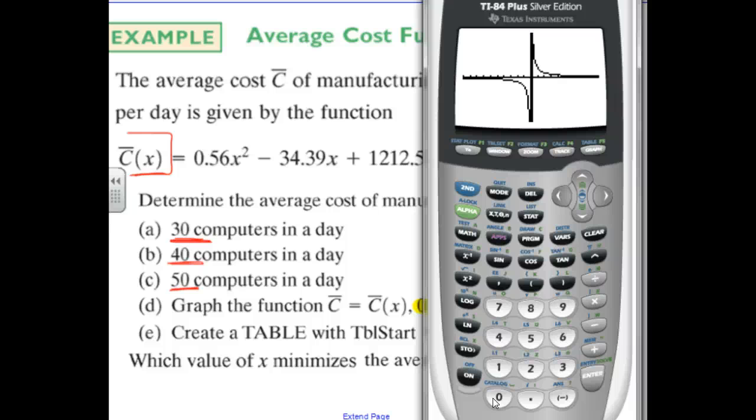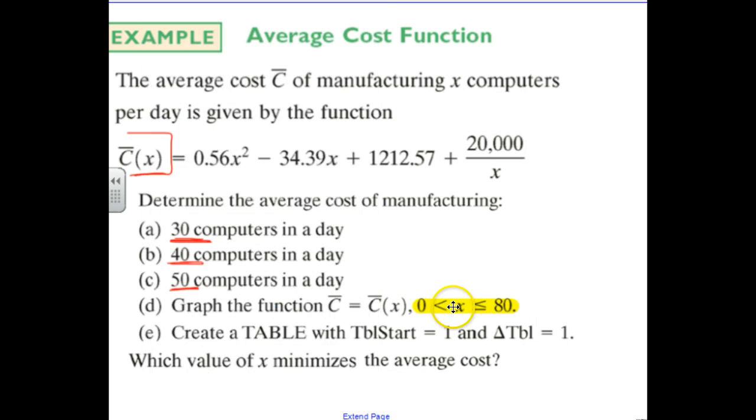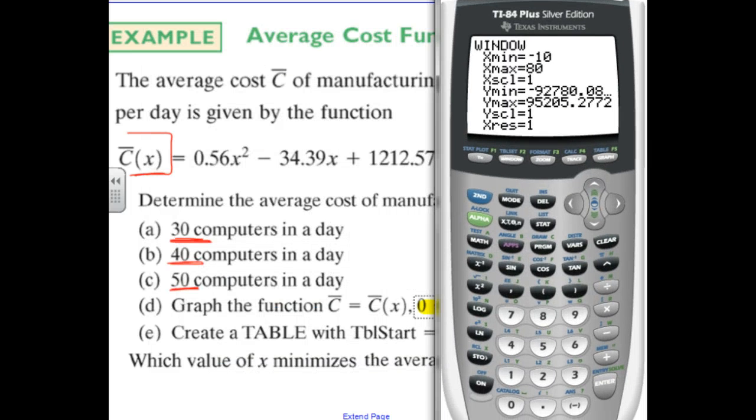It looks like I found something. I'll go to my window, and I can see that the x max is only 10 though, and in order to trace 30 computers, I'll need to change this at least out to 50. In fact, let's go out to maybe even 80, because it looks like they're asking us in this problem to let x be between 0 and 80. So on my graphing calculator, if I want to follow their recommendation, I let the x min be 0 and let the x max be 80.